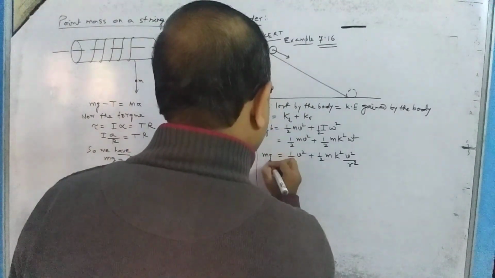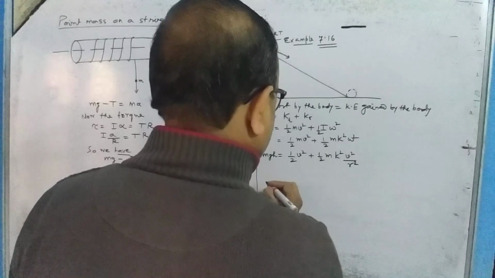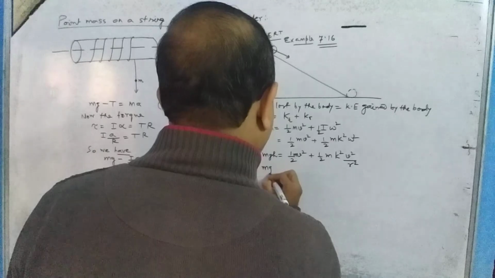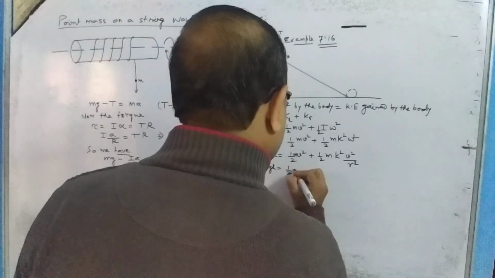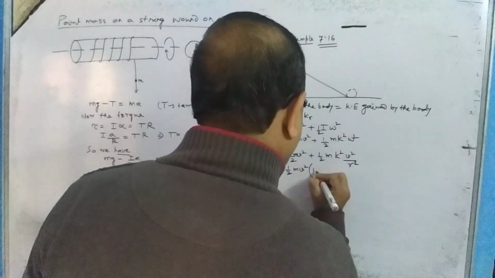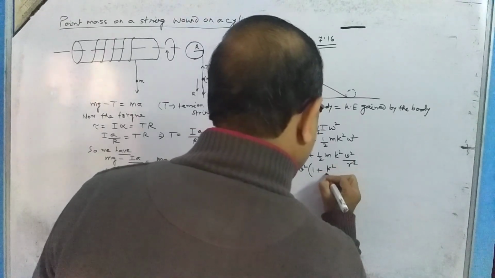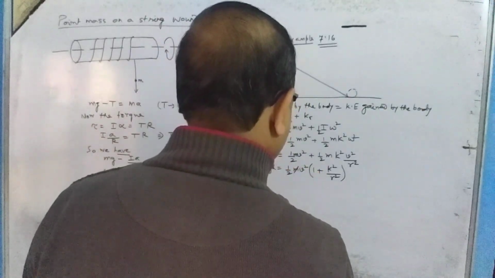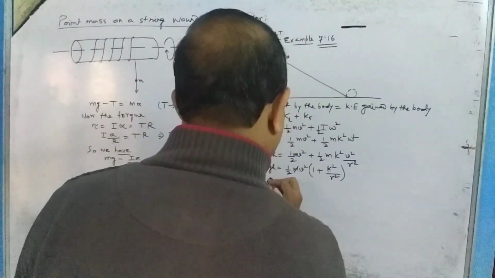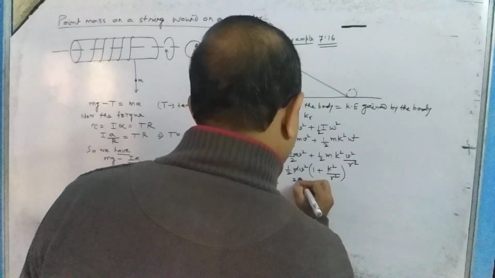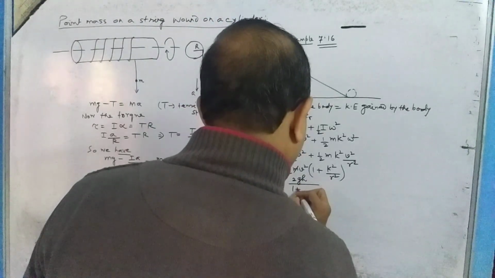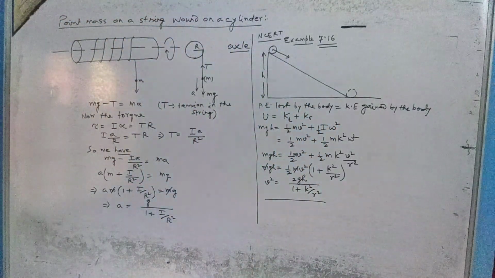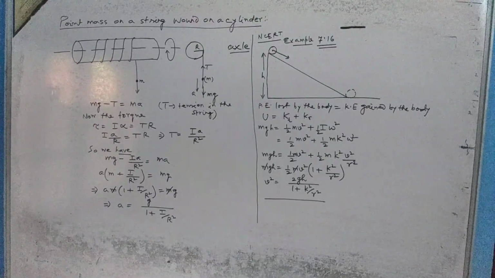This is mgh. That means how much are we getting? mgh is equal to half mv square times 1 plus k square by r square. m and m cancel. Then v square is equal to 2gh by 1 plus k square by r square. This will actually be our guiding formula.